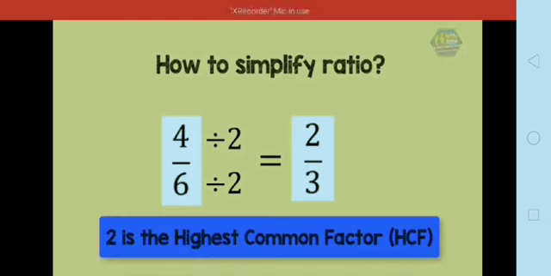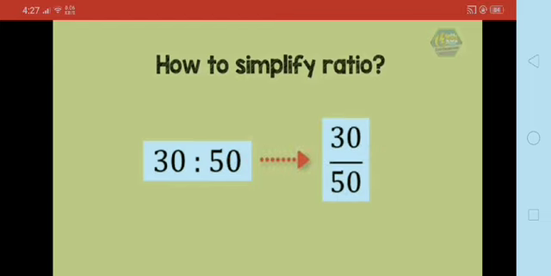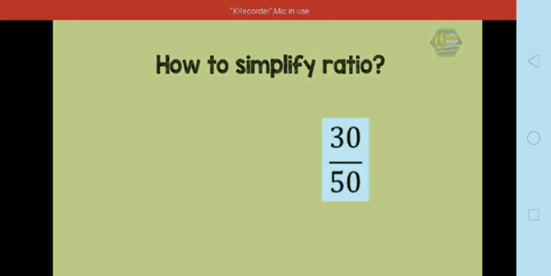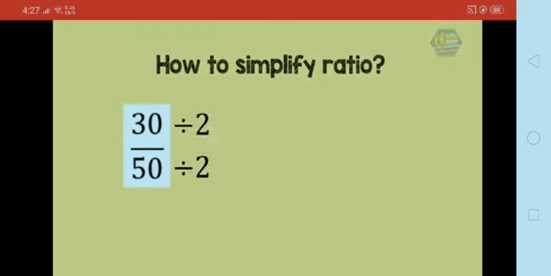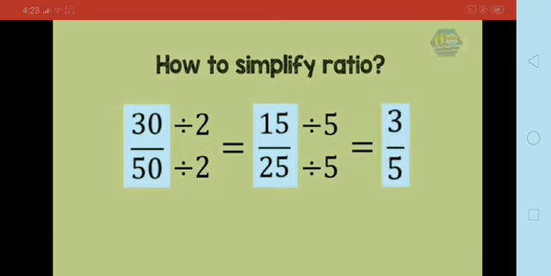Another example, 30:50 can be written as 30 divided by 50. Now we all know that 30 and 50 can be divided by 2, so if we divide 30 and 50 by 2, it will give an answer of 15/25. Do 15 and 25 have a common factor? Yes, that's right, they still have a common factor. 15 and 25 can be divided by 5. Therefore, if we divide 15 and 25 by 5, it will give us 3/5. So 3/5 doesn't have a common factor. Therefore, 3/5 is the simplest form of the ratio 30/50.